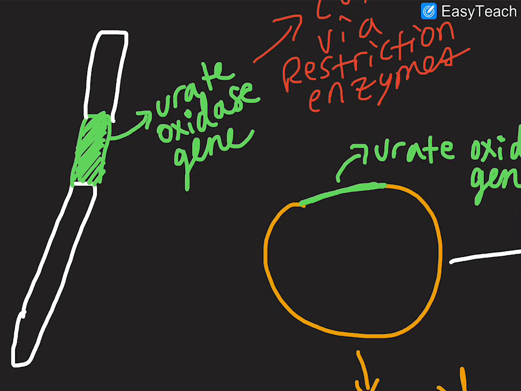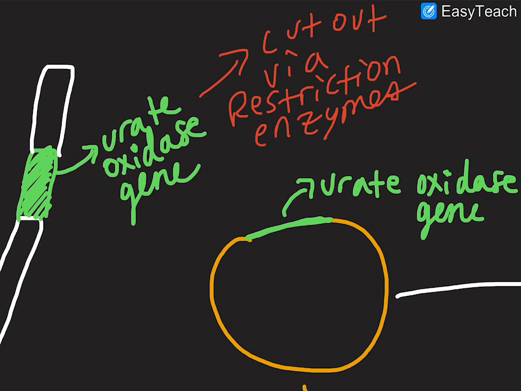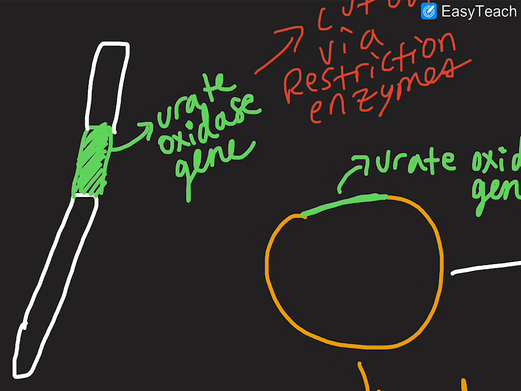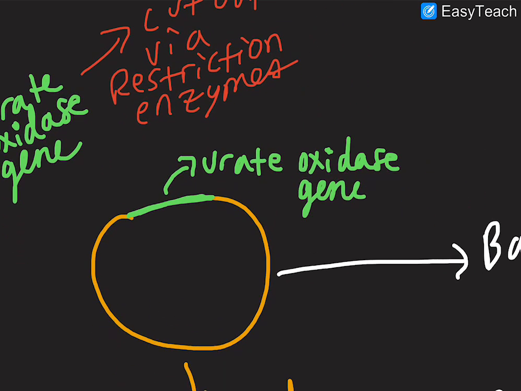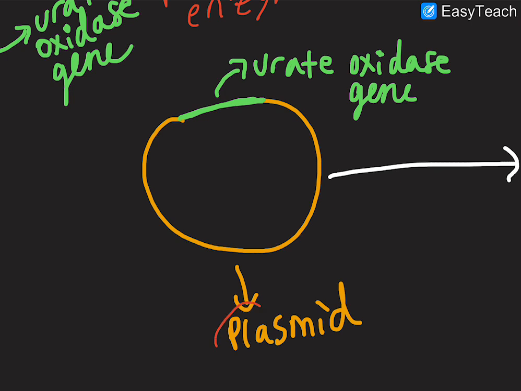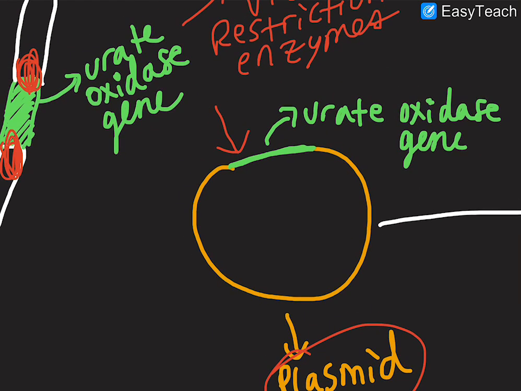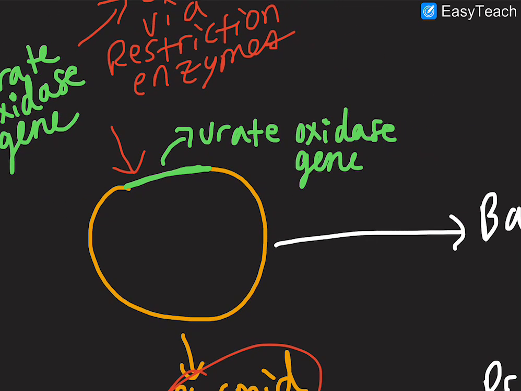So, let's say this is the urate oxidase gene in our Aspergillus flavus fungus species. What we can do is take restriction enzymes, which are enzymes specific to the gene you want to cut. So it'll cut out that gene, and then we can take that gene and insert it into a plasmid. Of course, we'll need other enzymes like DNA ligase, but again, we're not mentioning each and every step of this recombinant DNA process.